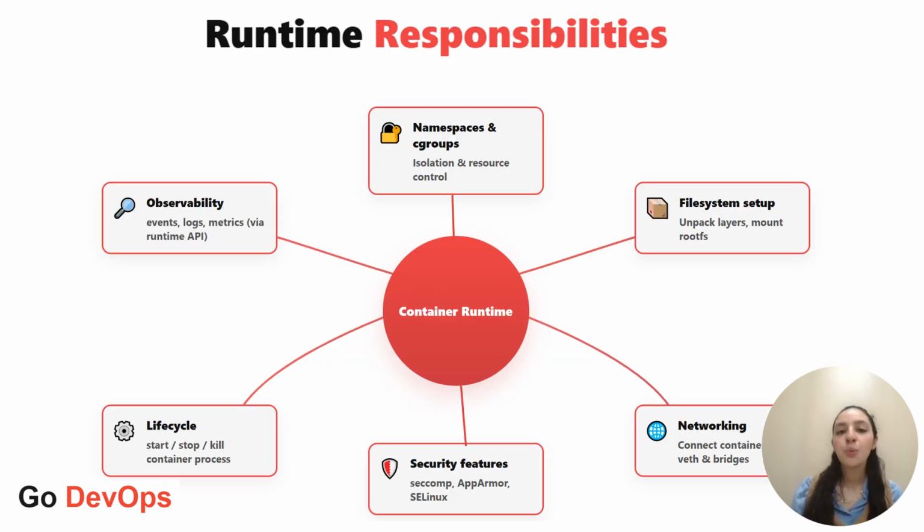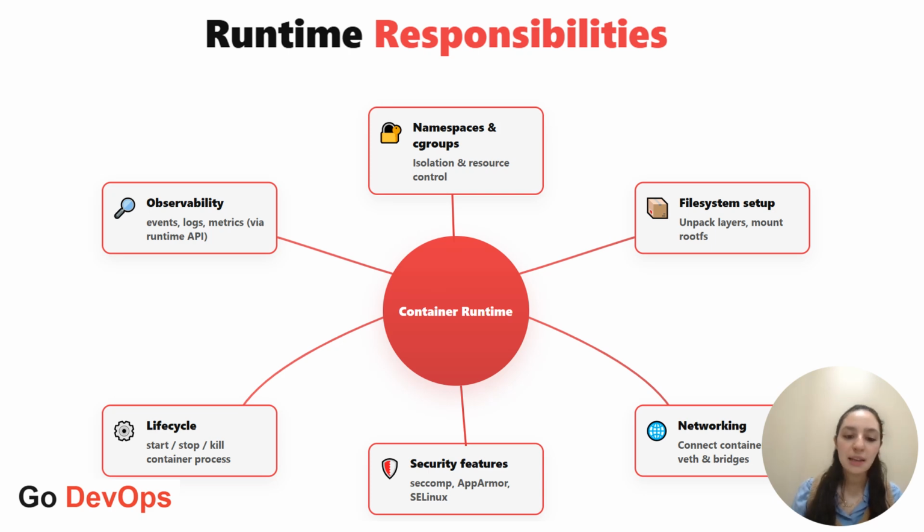So now that we know what a runtime is, let's look at its core responsibilities. We have namespaces and cgroups. These provide isolation. The runtime instructs the Linux kernel to create separate namespaces, so each container believes it's running on its own system. Then it applies cgroups for CPU limits, memory, and I/O usage.